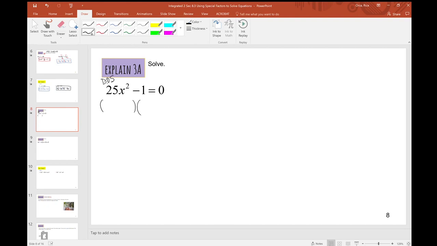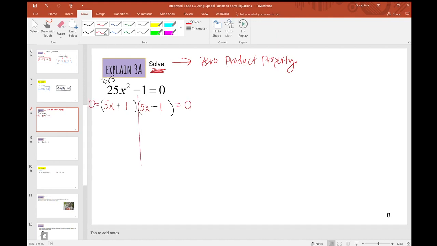So let's write out the factors. One's positive, the other one's negative. 25 is 5 times 5. x squared is x times x. Negative 1 is positive 1 times negative 1. So those are our factors. And for this problem, we're asked to solve, which means that we are going to have to use the zero product property. So set each factor equal to 0. We have 5x plus 1 equals 0, and 5x minus 1 equals 0.